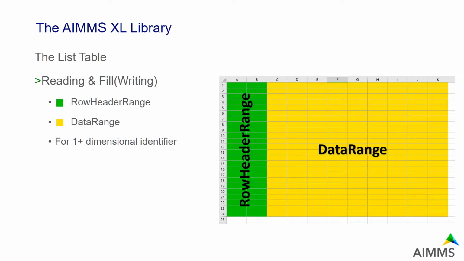How to write a table is somewhat complicated, so I'm going to dig a little bit deeper into how we work with each one. If we start with the list table, where we have reading and writing options, we always have to define our row header range and the data range. If we look at the Excel sheet to the right, we can see how each range is defined. The row header range represents the indexes of the parameter. So this would be the domain, the sets that the parameter is declared on, and then we have the data range.